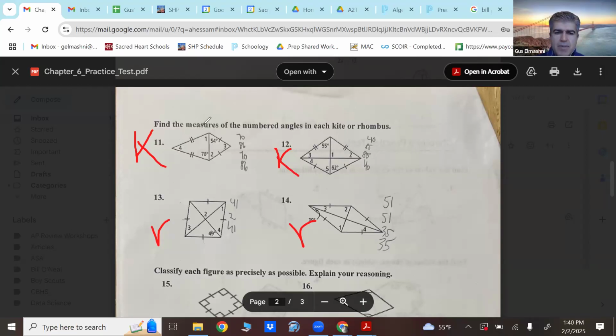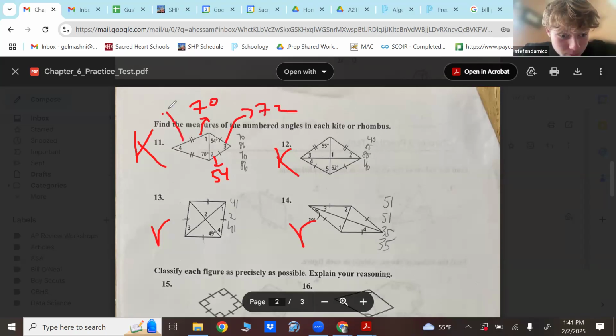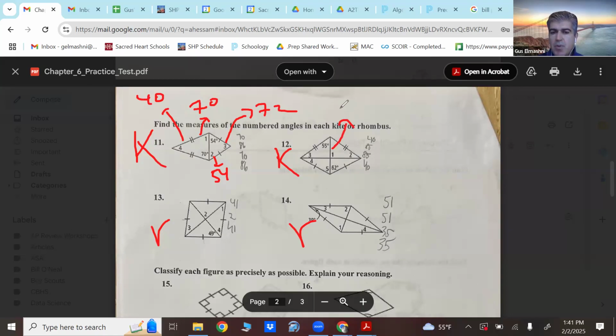So angle 1 is definitely going to be 70. Angle 2 is going to be 54. That's 108, so that's 72. That's 40. The diagonals do form a right angle with each other in a kite, just like they do in a rhombus. That's one thing that's similar.